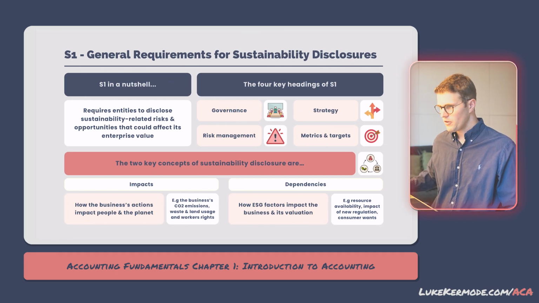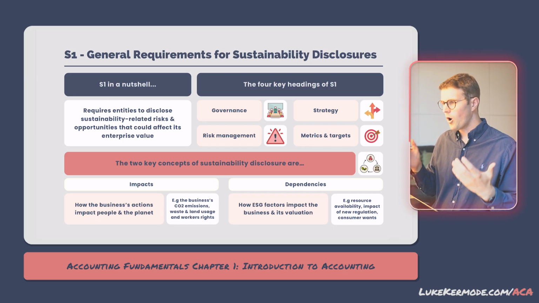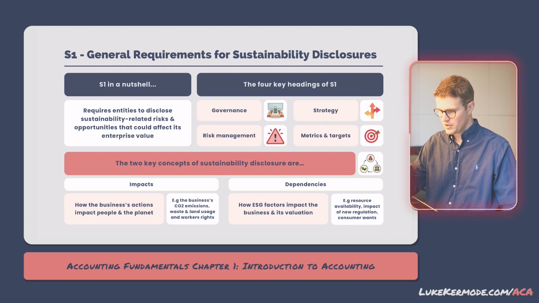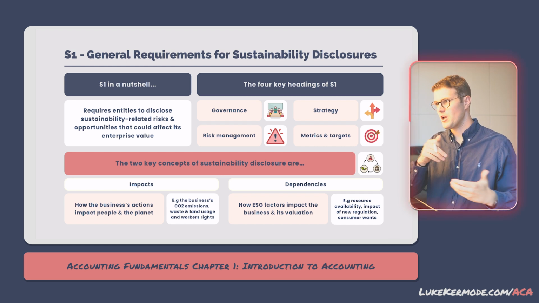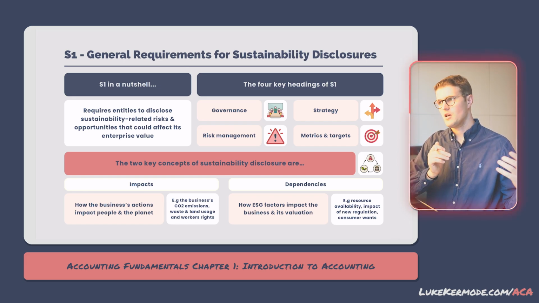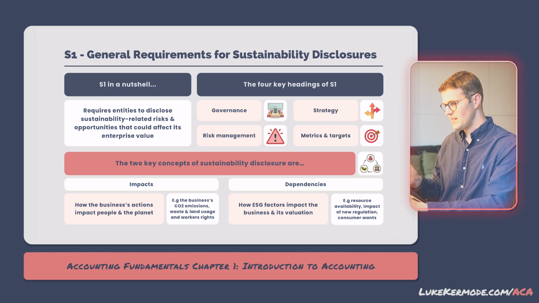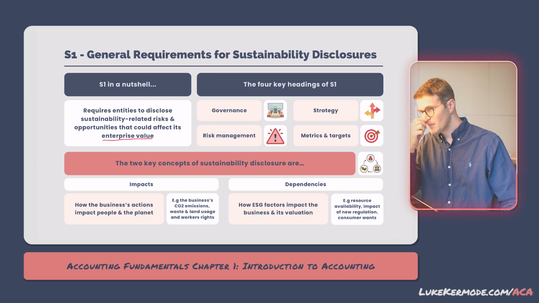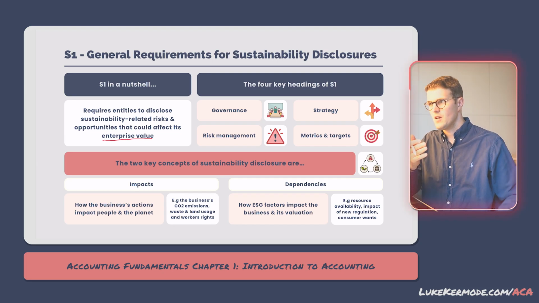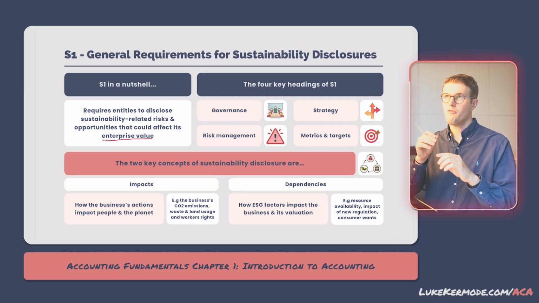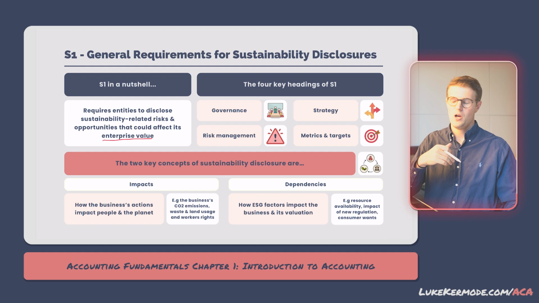So let's start off by focusing on the first standard, which outlines the general requirements for companies disclosing sustainability-related information. The purpose of IFRS Standard 1 is to ensure that entities provide information about sustainability-related risks and opportunities that could reasonably be expected to increase or decrease the entity's enterprise value, or its valuation, basically. These disclosures are useful for investors who are keen to understand the ESG factors that impact a company, because these factors will inform their decision whether to invest in it or not.